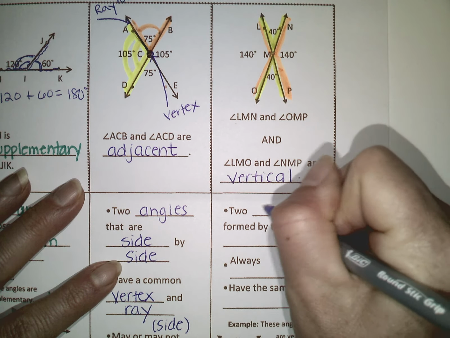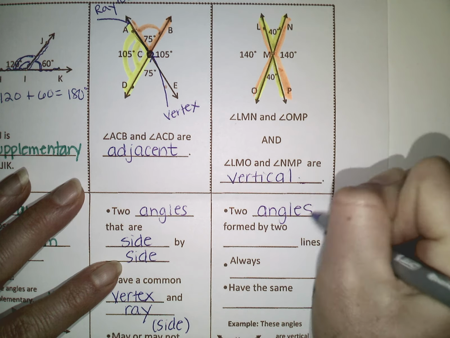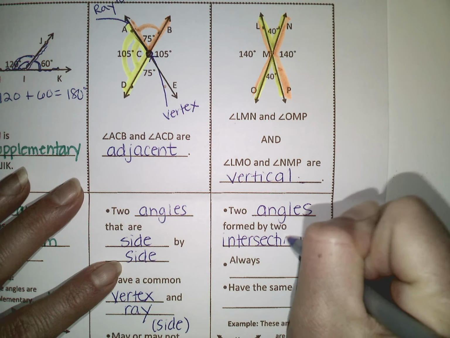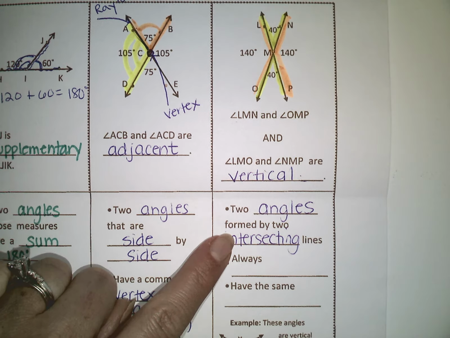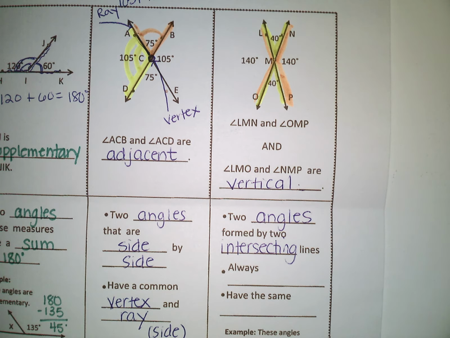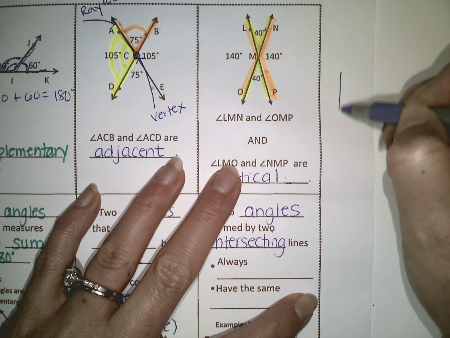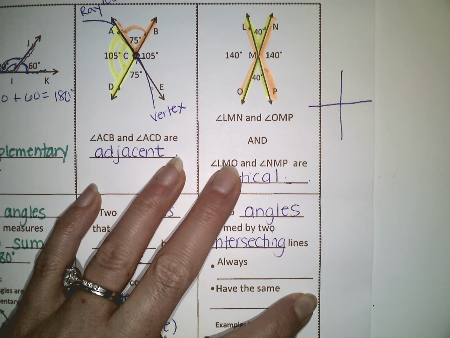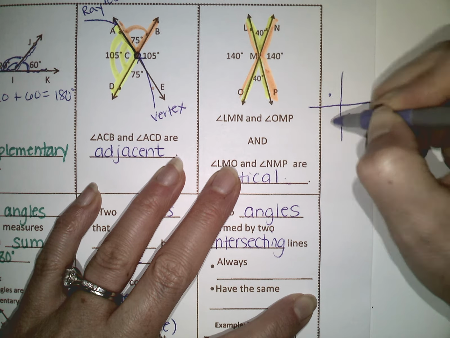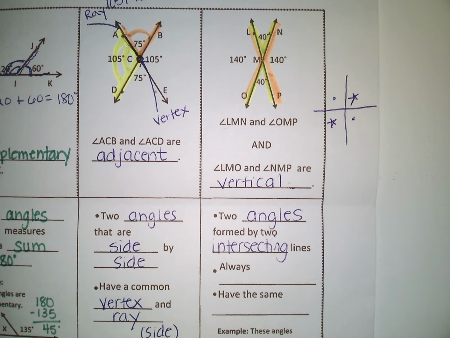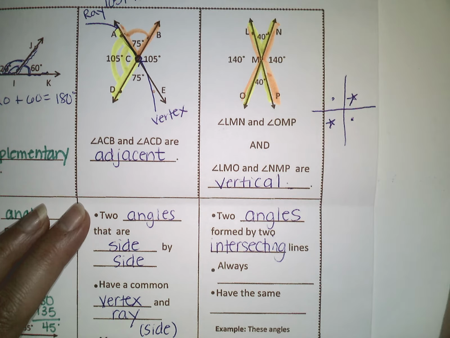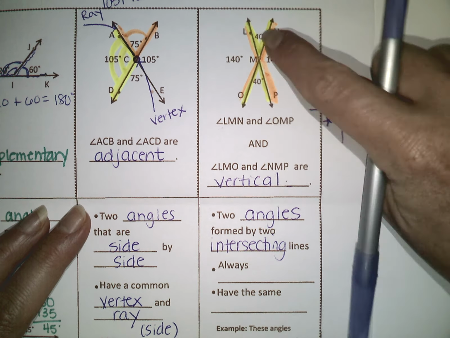So what makes these vertical? It is two angles formed by two intersecting lines. What does intersecting mean? Intersecting means they're crossing. So think about an intersection. What's happening with the road in an intersection? It's crossing. The angles that are across from one another are considered vertical. Here are two intersecting lines.